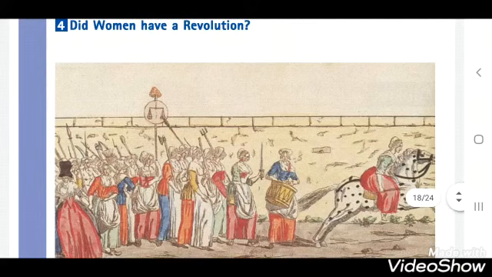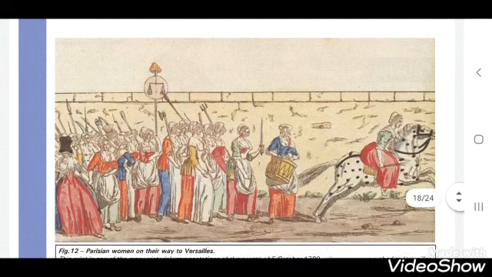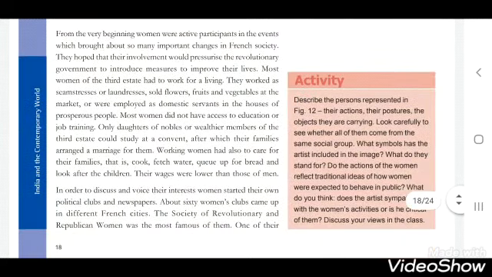Now, did women have a revolution? As we all know, from the very beginning, women have been active participants. That means they took an active part in the revolution. The active participation of women in the revolution led to many changes in French society. The women took active part in the revolution with the hope that the revolutionary government would improve the lives of women.